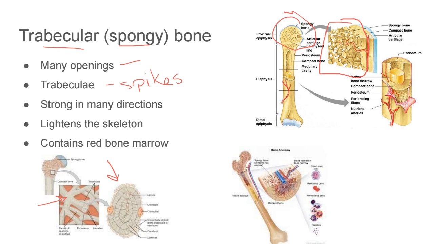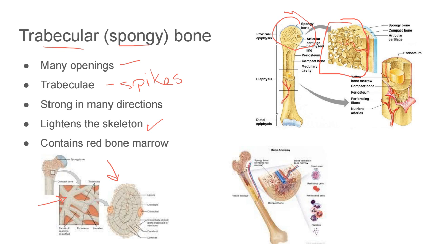The benefit of this is it makes this spongy bone pretty strong in lots of different directions. So it can handle forces coming from a variety of different directions, which is beneficial in helping keep the bone from breaking. All those little openings are also going to help lighten the skeleton, right? They're going to be full of air, so it makes it a little less heavy.